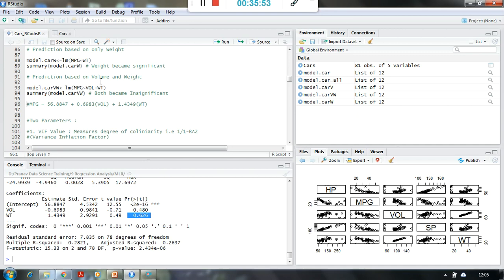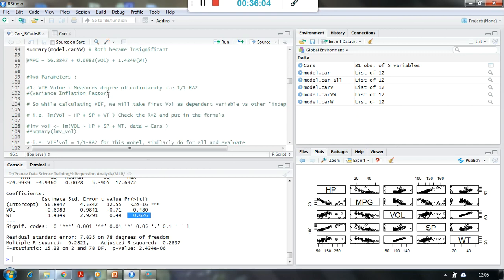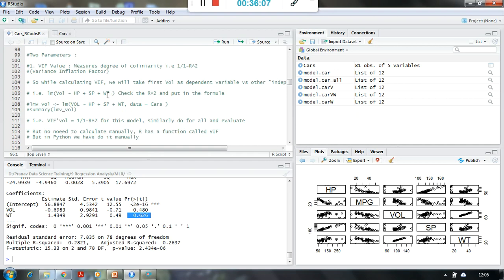And now once we have confirmed that volume and weight are in collinearity, and because of that they are also not becoming significant in prediction of MPG, then what we can do is check who is the most culprit among them. Is it volume or weight? To do that, there are two different parameters we have. One is called the VIF value, which is also called the variance inflation factor.